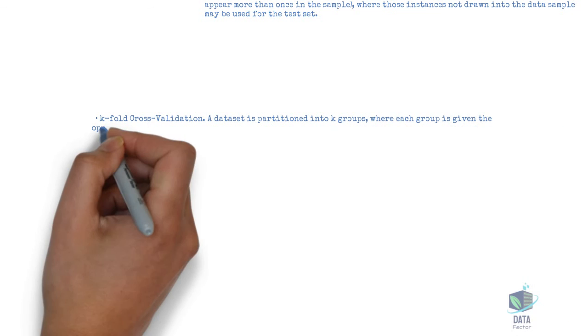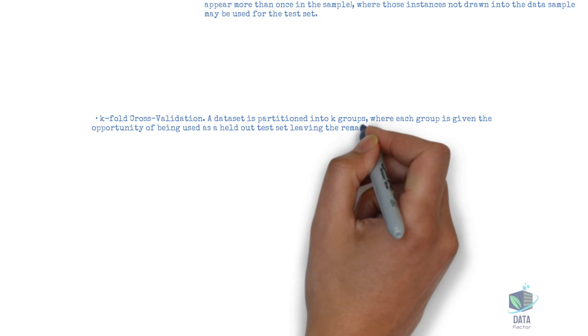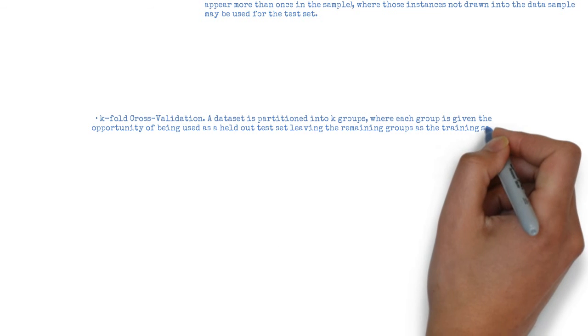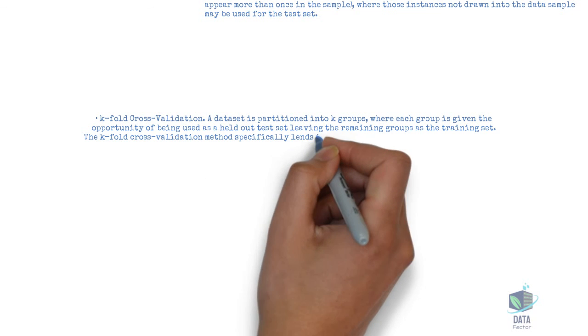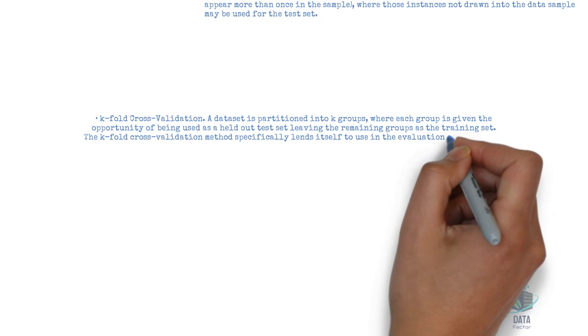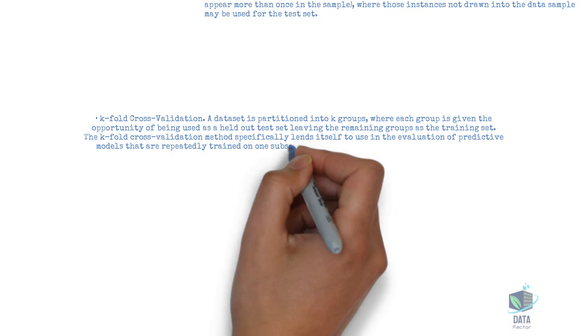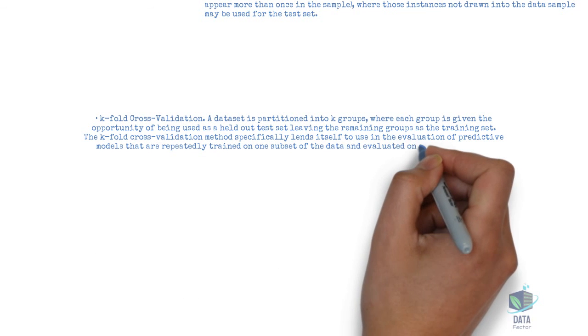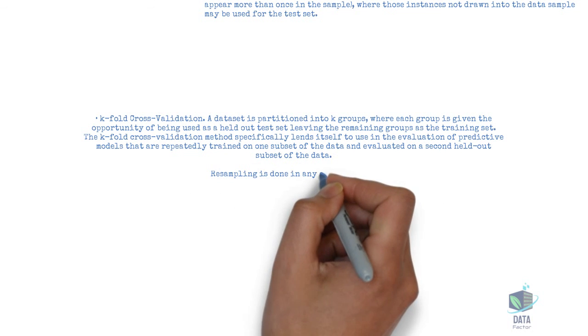K-fold cross-validation: a dataset is partitioned into K groups, where each group is given the opportunity of being used as a held-out test set, leaving the remaining groups as the training set. The K-fold cross-validation method specifically lends itself to use in the evaluation of predictive models that are repeatedly trained on one subset of the data and evaluated on a second held-out subset of the data.